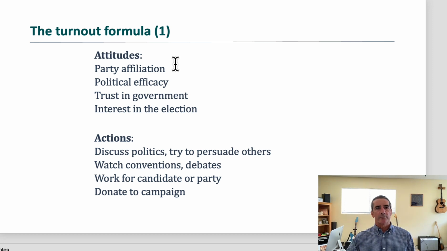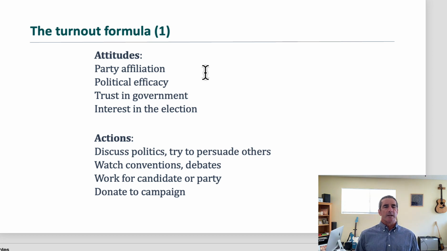Having a strong party affiliation. The stronger your party identification, the more likely you are to vote, and of course, the more likely you are to vote along those party lines. People who have a strong sense of political efficacy are also more likely to vote. Efficacy means you have a sense that government responds to you, that the political system is responsive to citizens, that you can affect the system. If you believe that, you're more likely to vote. People who have higher levels of trust in government and greater interest in the election, not surprisingly, are more likely to vote.